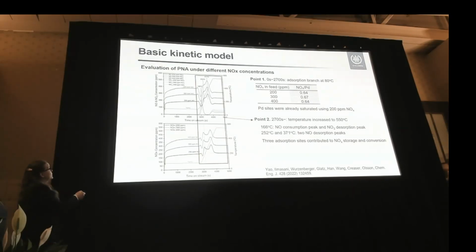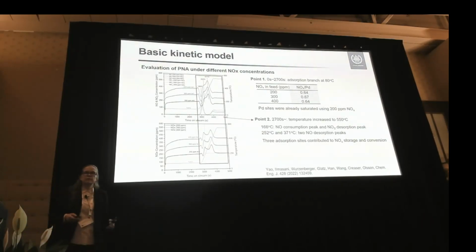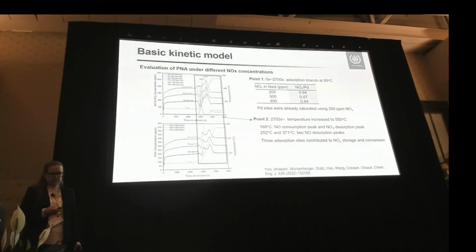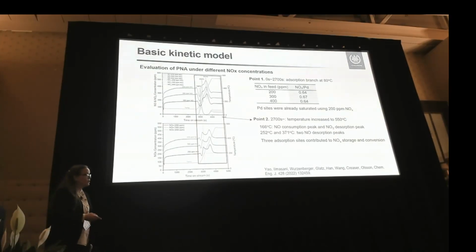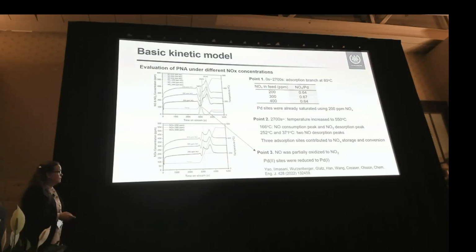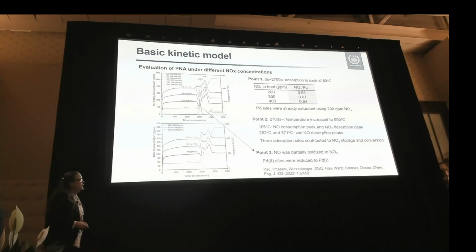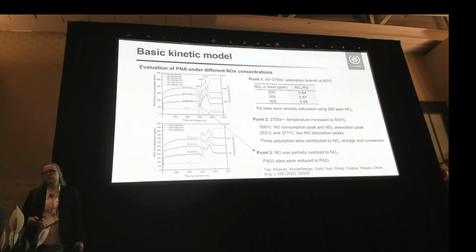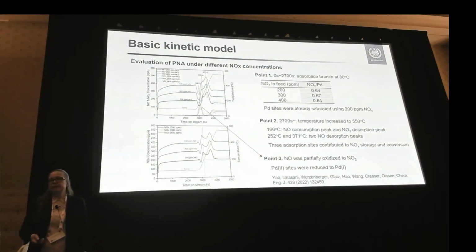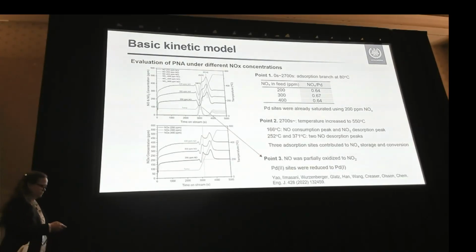And now you can see that when increasing the temperature, we have consumption and energy production up to 66 degrees. We see absorption peaks at 252 as well as 371 degrees. So this would suggest that we have 3 different sites which were used in the model. And for both of the reasons for the NO2 here, one of the reasons is that NO was partially oxidized from NO2 when it was reduced later.